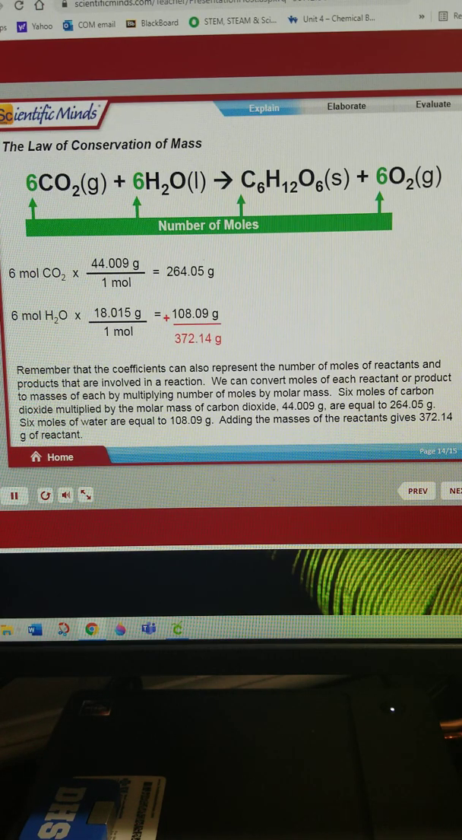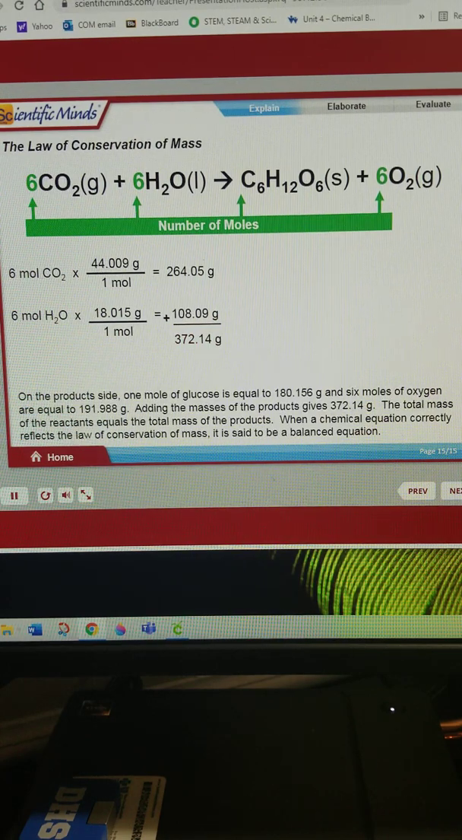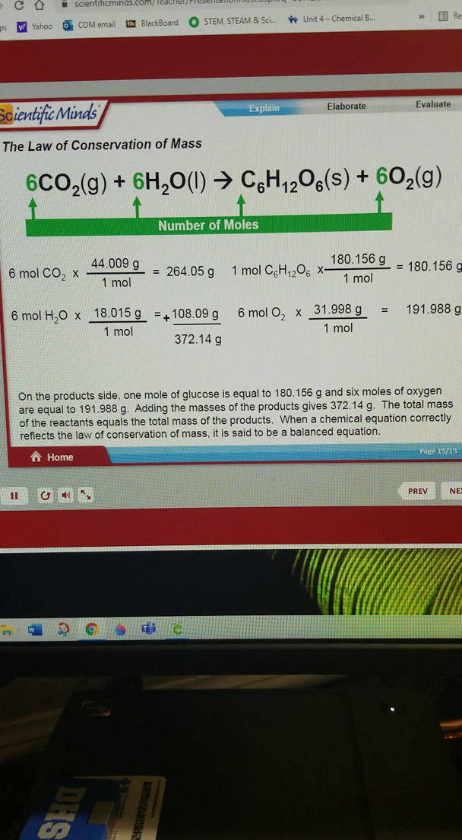Adding the masses of the reactants gives 372.14 grams of reactant. On the product side, 1 mole of glucose is equal to 180.156 grams, and 6 moles of oxygen are equal to 191.988 grams. Adding the masses of the products gives 372.14 grams.